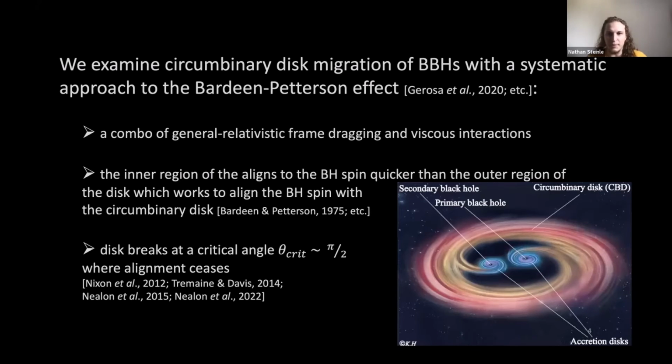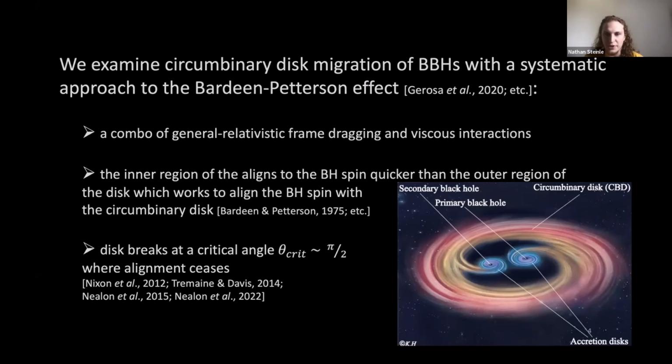And the setup for this binary, basically, this is a larger circumbinary disk, which is kind of the leftovers of the gas from the galactic merger. And the binary black hole carves a cavity in that circumbinary disk. And little mini disks or secondary disks form around each black hole. And those are the accretion disks. Those are the disks that the black holes are actually accreting from, those little secondary disks.